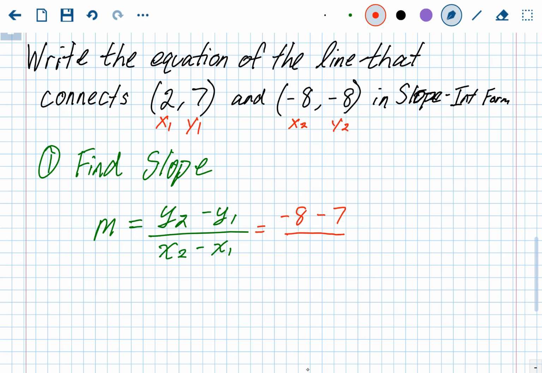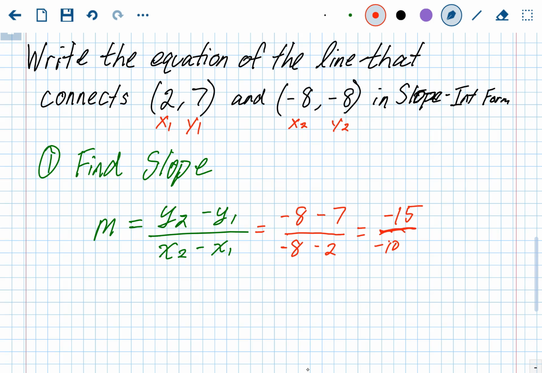On the bottom, x2 minus x1. x2 is -8 again, and x1 is 2. So subtract the top numbers, subtract the bottom numbers. That'll be -15 on top and -10 on the bottom. Now that's your slope. That's correct, but it's not in simplest form.